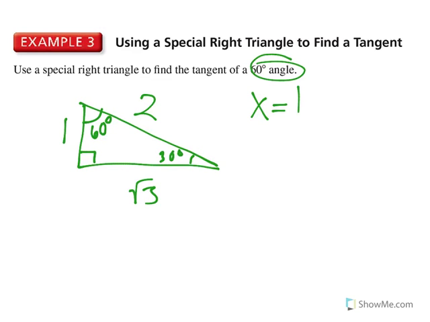So using the special right triangle, it asks us to find the tangent of the 60-degree angle. So for the 60-degree angle, we're going to do our opposite over our adjacent. Okay, this is our opposite. This would be our adjacent to 60.